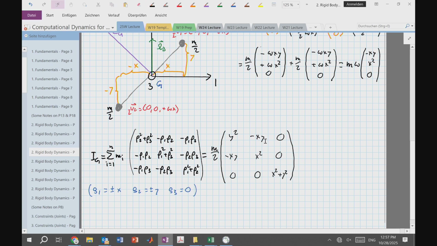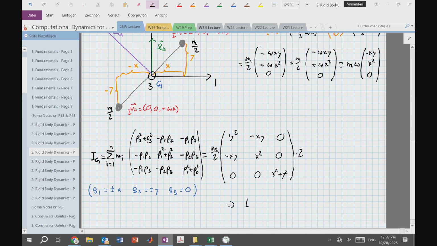This would be particle 1 when I set row 1 to x and row 2 to y. For particle 2, I would do the same thing, but set row 1 to minus x and row 2 to minus y. So here I would get minus y squared, which is the same as y squared. Here I would get minus x times minus y, which is the same as minus xy. Here I would get minus x squared, which is x squared. So we see it doesn't matter. The contribution for these two particles to our inertia matrix is the same. So I can simply add a times 2 back here.